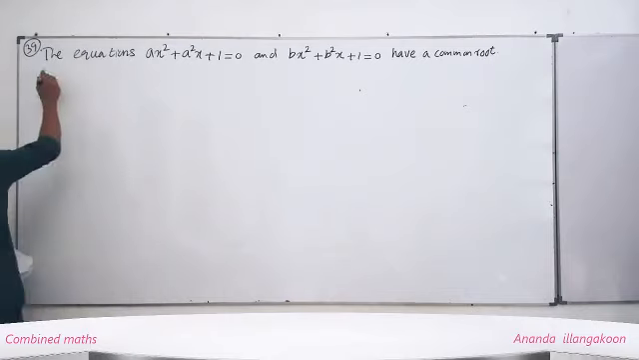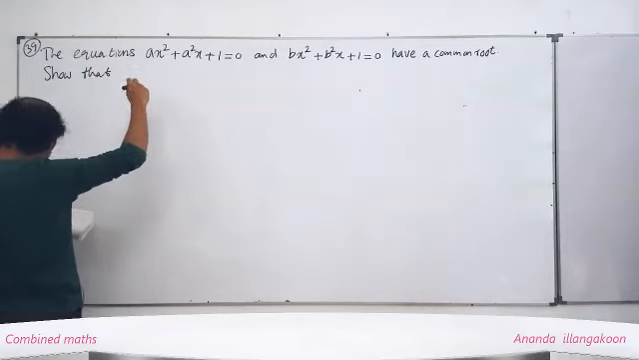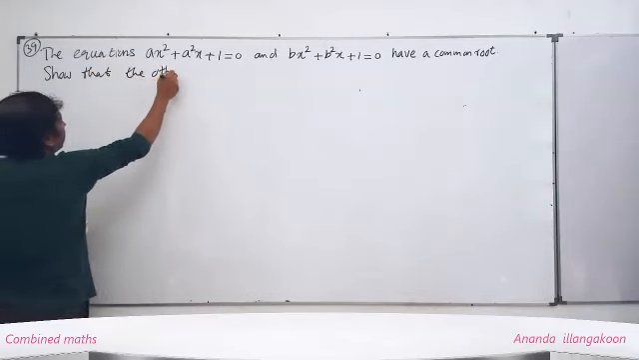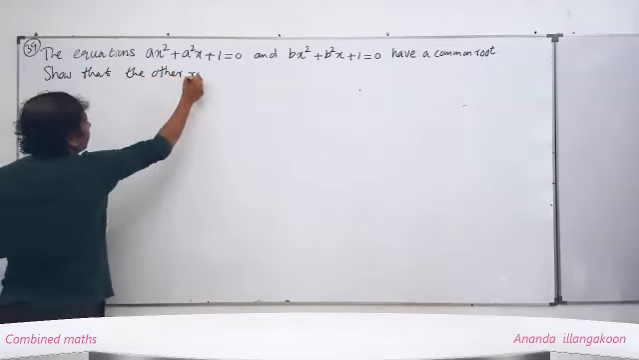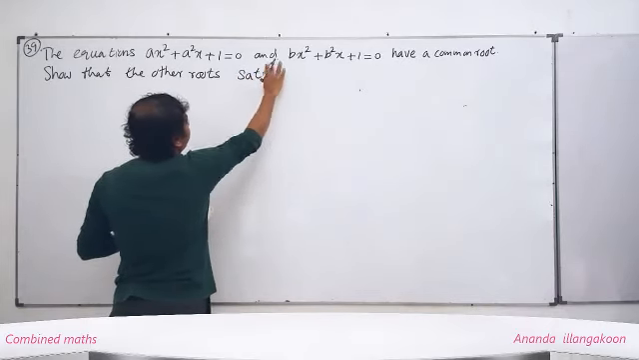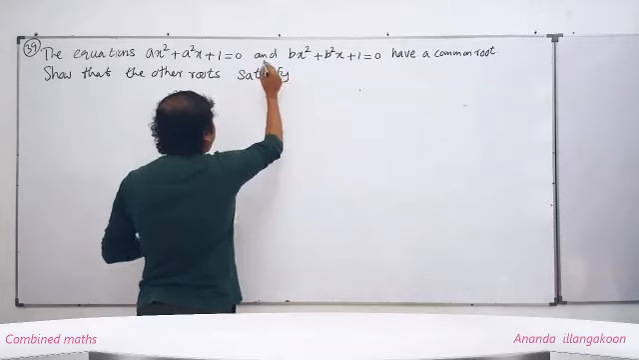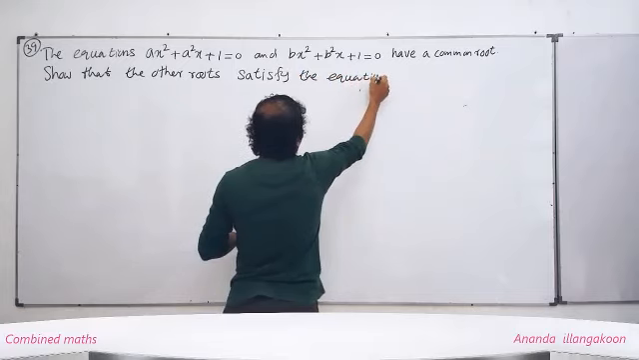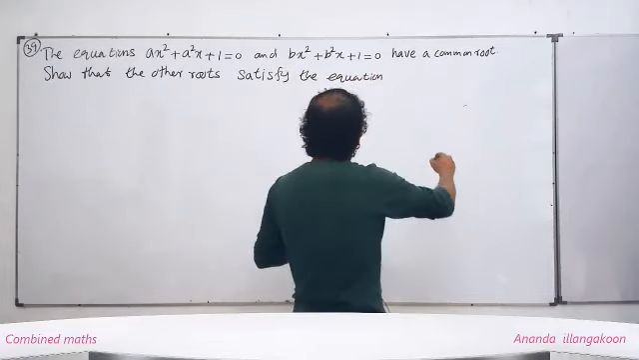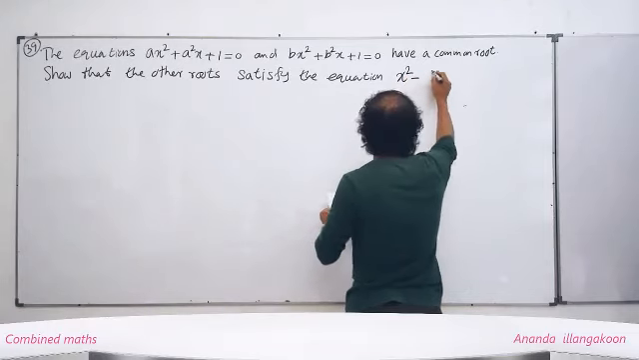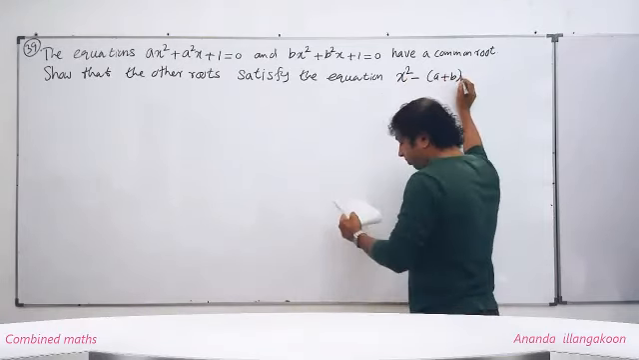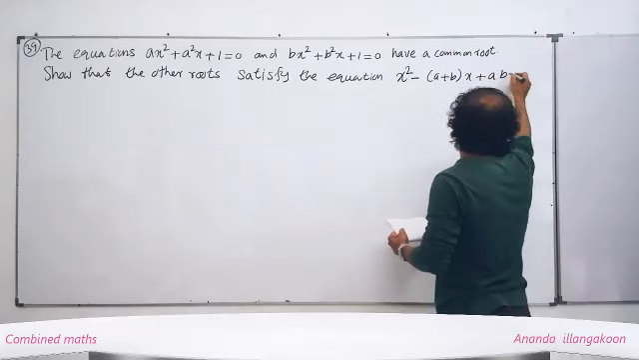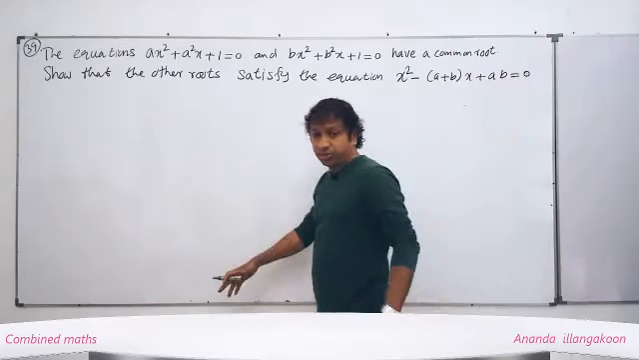Show that the other roots satisfy the equation x squared minus (a plus b) times x plus ab equals 0. This is a question, people. This is a question.